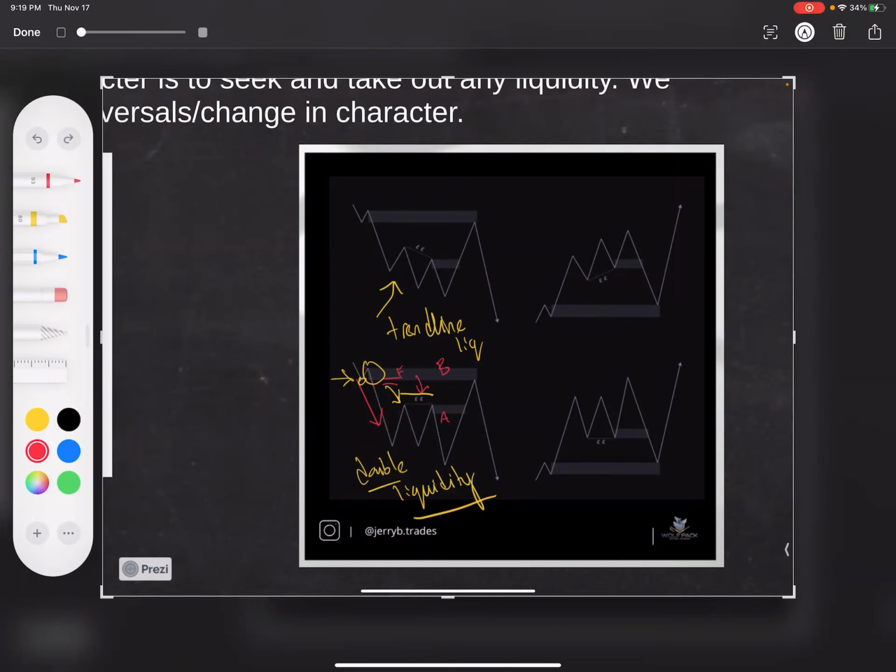So we want to be able to identify the initial break in structure, which is this significant low here. We want to identify our liquidity, which are going to be these equal highs, and the most extreme supply zone before looking for sells to the downside.